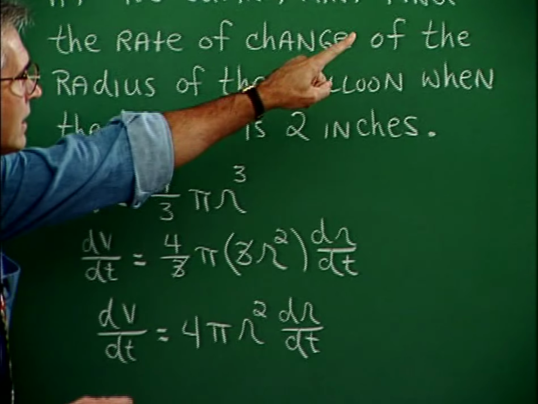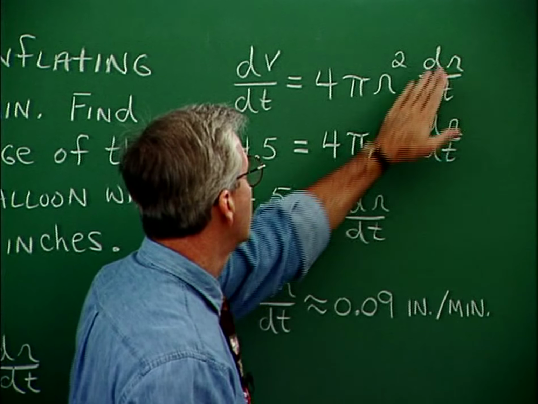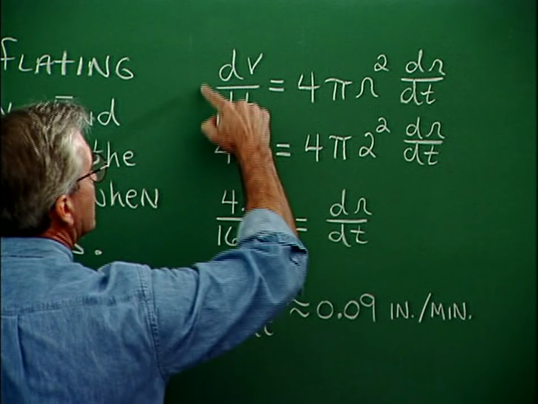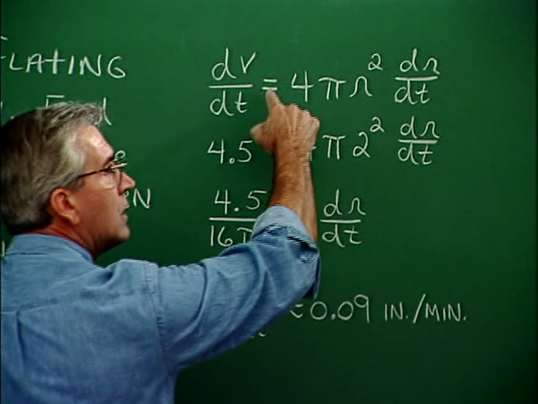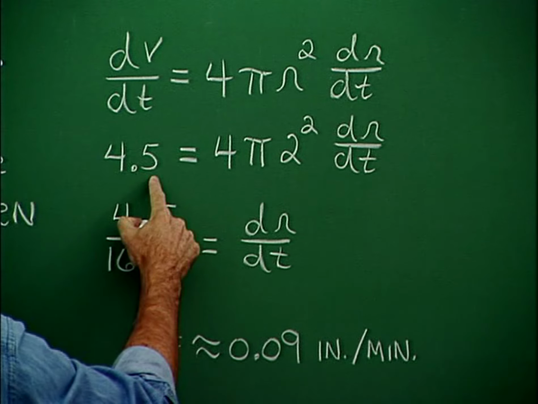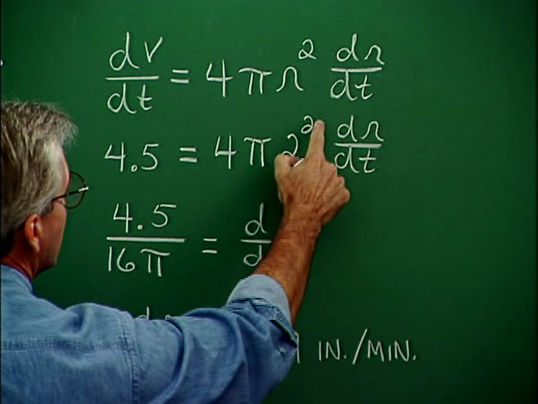Now, I've repeated that up here. So 4 pi r squared dr/dt on the right. And we're just plugging in for this volume rate at a moment in time. That's the 4.5. And then dividing on both sides by this coefficient, this would be 2 squared.